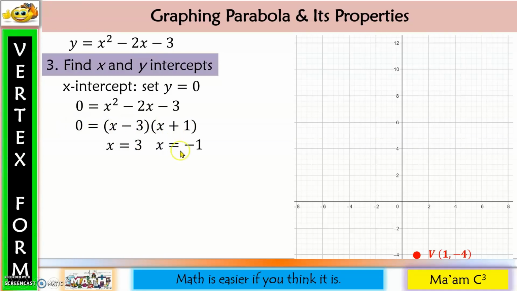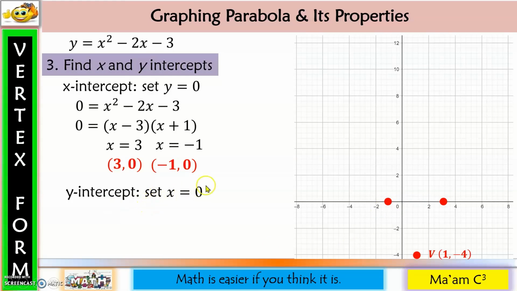So for the point, our x is 3 and our y is 0. So we have a point 3, 0. Let's plot that. 3, 0. Next one, our x is negative 1 and our y is 0. So our point is negative 1, 0. So negative 1, 0.